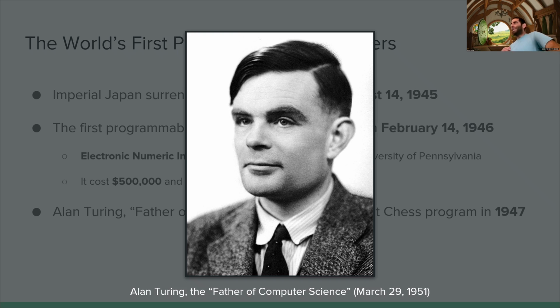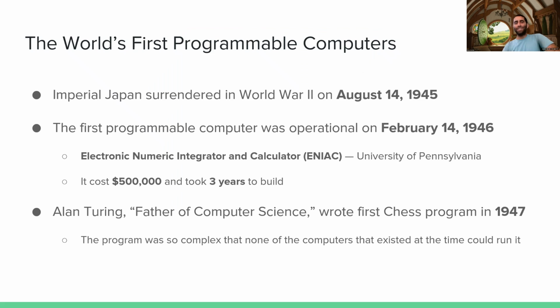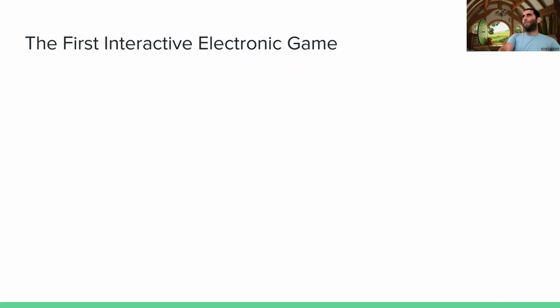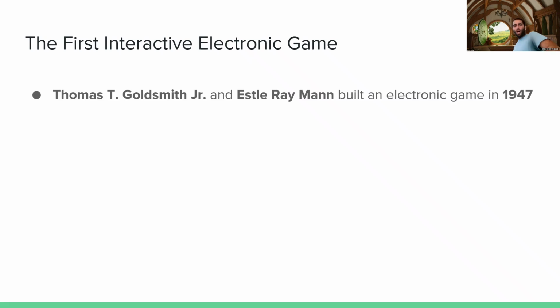So in 1947, Alan Turing wrote the first chess program. Do we have our first video game? Call it a day? Fortunately, no. The program that he wrote was so complex that none of the computers that existed at the time could even run it. So technically, he wrote the first chess program, but it's not really a video game if you can't play it.